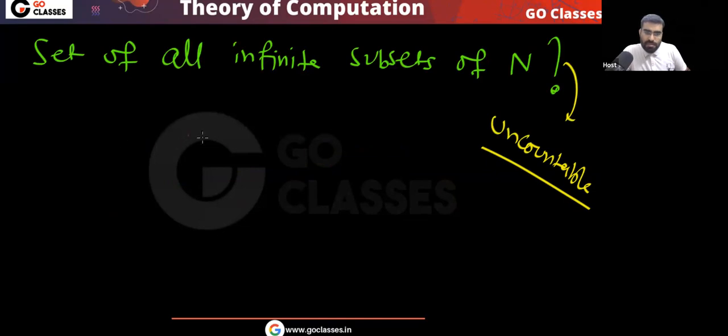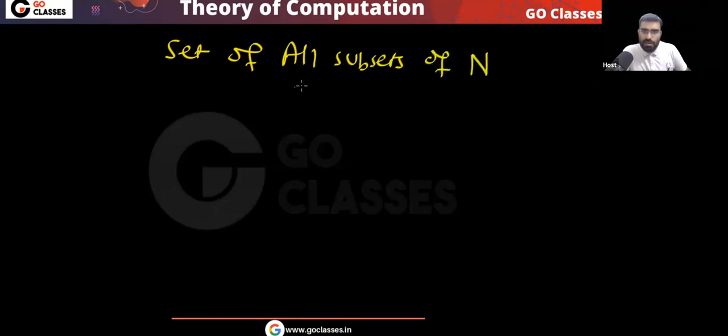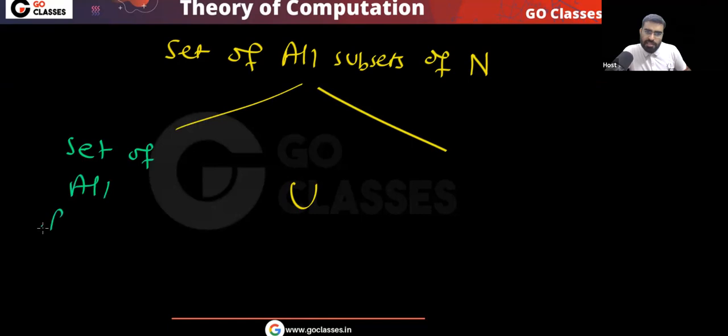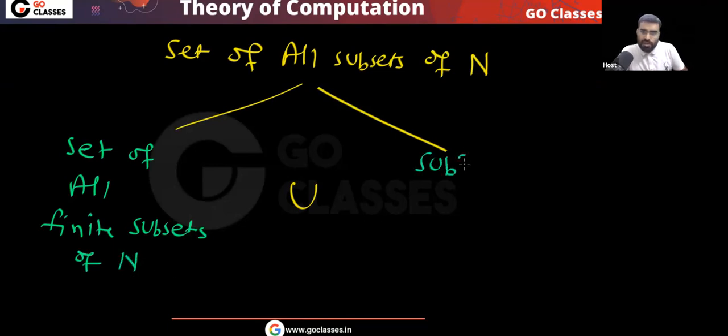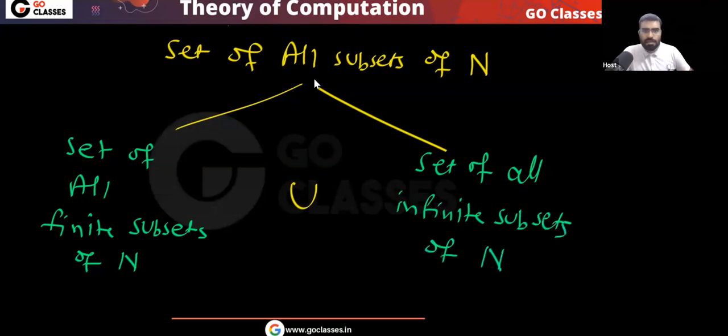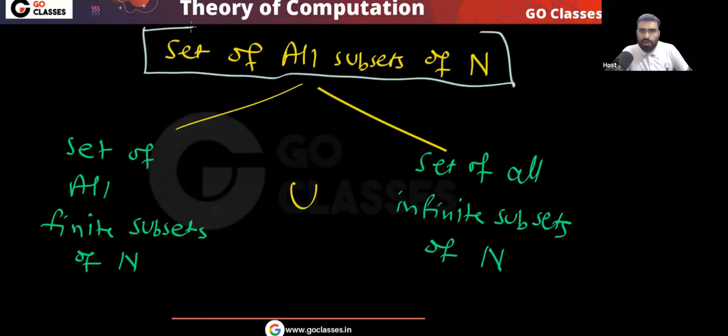What is the set of all subsets of n? This is the power set of n, and this is a union of two things: the set of all finite subsets of n, union the set of all infinite subsets of n. Is this clear?